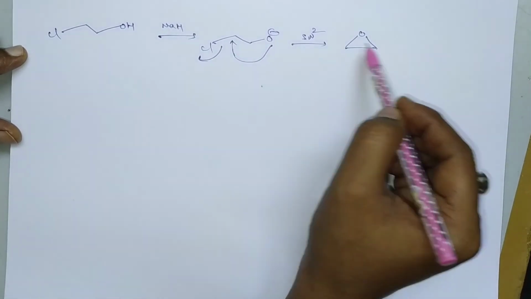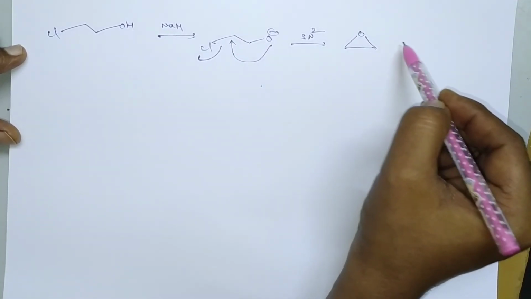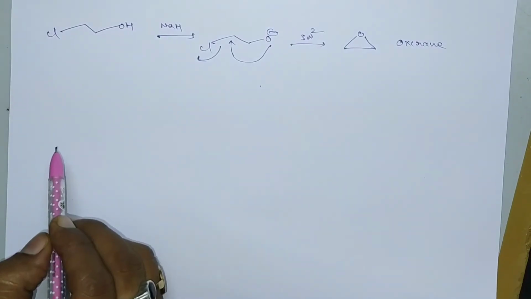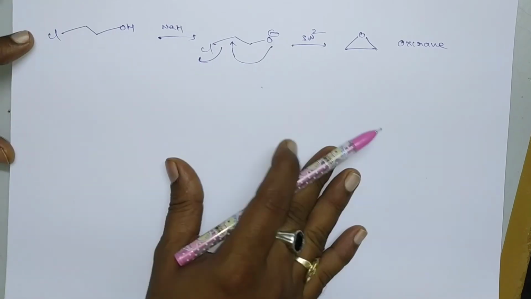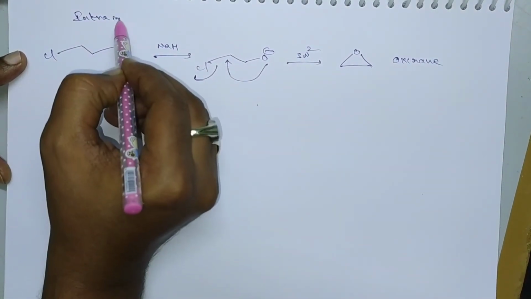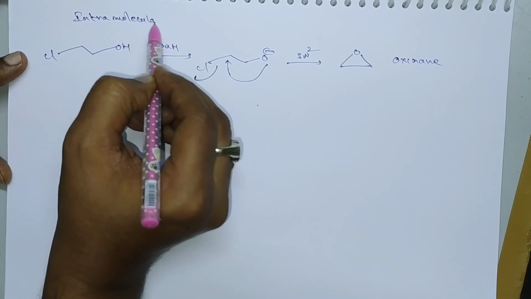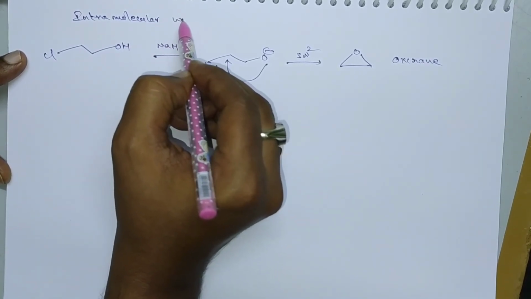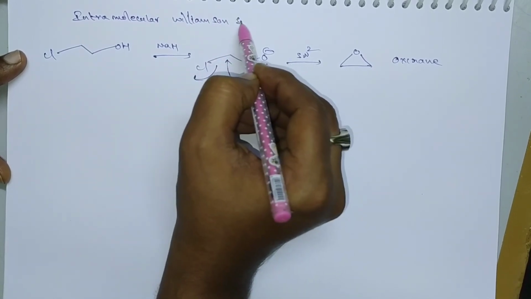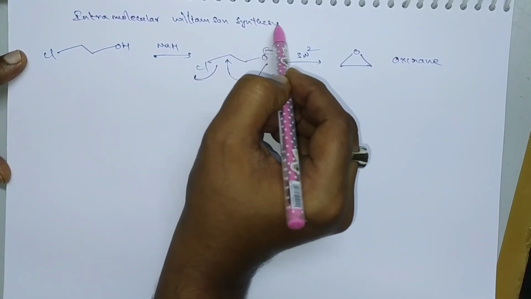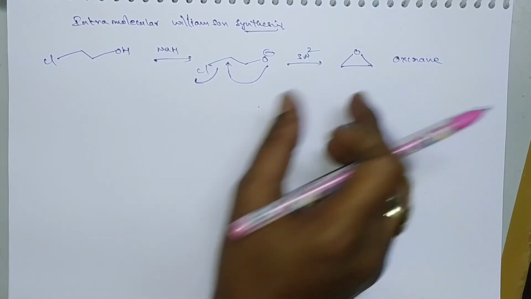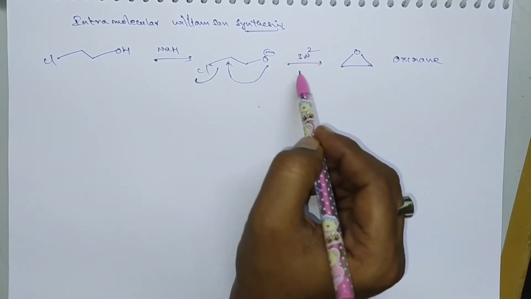To produce a cyclic compound. So this is called a cyclic ether. This cyclic ether is called oxirane. Okay, so this reaction is called intramolecular Williamson synthesis. So this Williamson synthesis produces cyclic ethers. So here it is an intramolecular SN2 reaction also.